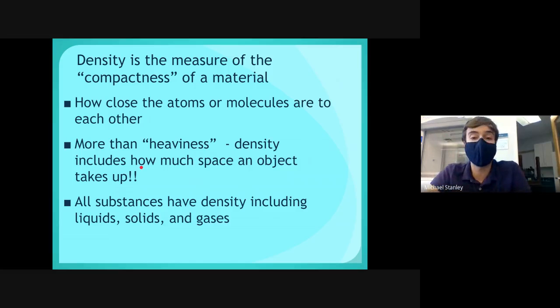So all matter has density. Liquids and solids have density. That's pretty easy to think about. But so do gases. Even gases can be more dense or less dense.